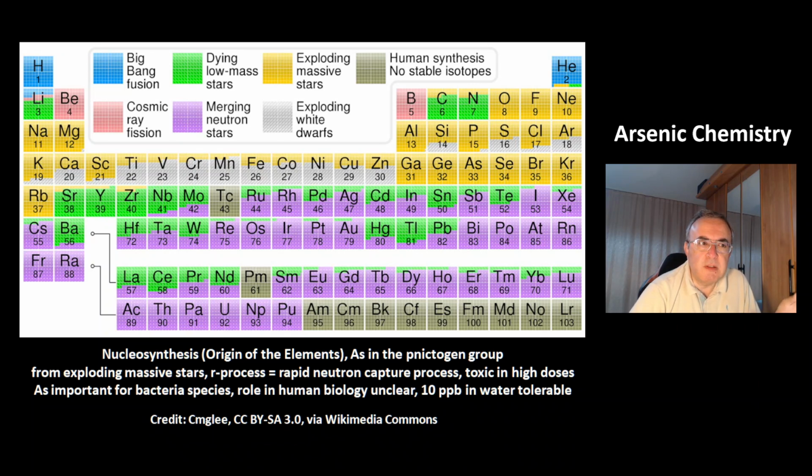Arsenic is known to be toxic in high doses. However, it is important for some bacteria species, and its role in the human body is unclear. A concentration of 10 parts per billion in water is tolerable.